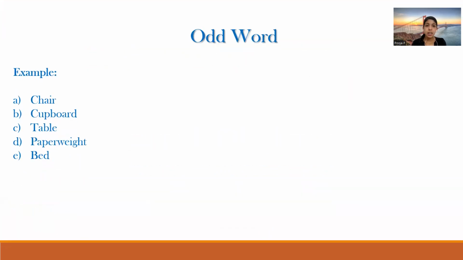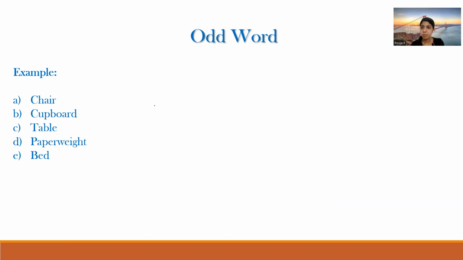So the first category is odd word. That is, you have to choose the odd word, also known as odd word out. So in this example, we have chair, cupboard, table, paperweight, and bed. So anybody with the answer? Paperweight. Bed. Bed, okay. If anybody is telling it, you need to tell the reason behind your answer.